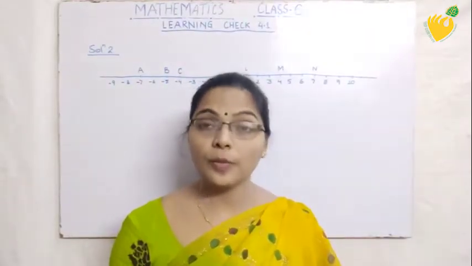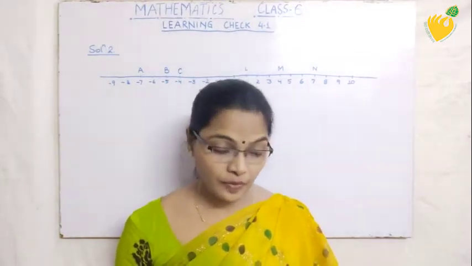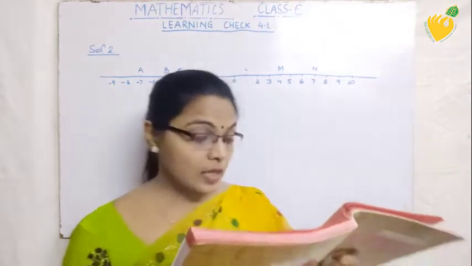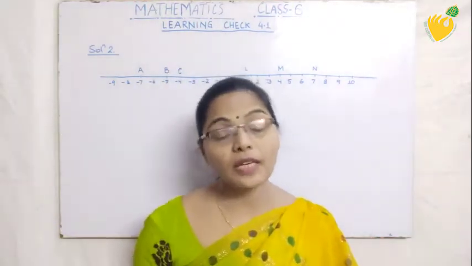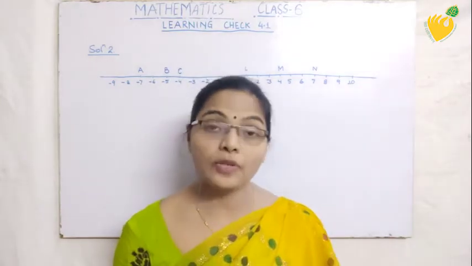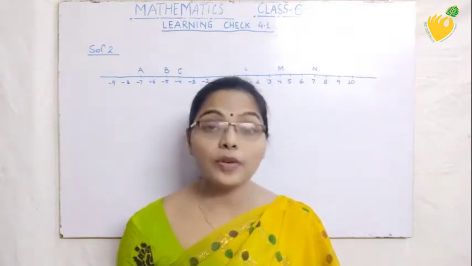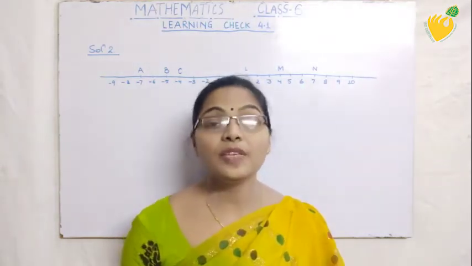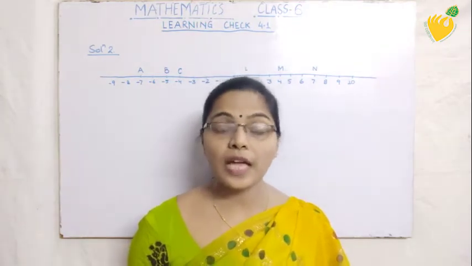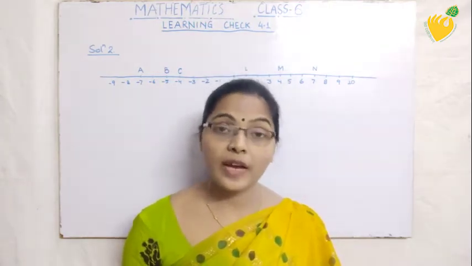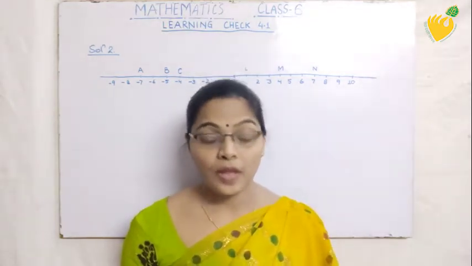Now students, let's do some questions from Learning Check 4.1 which are given in the book. Question 1 is, give the opposites of increase in population. Increase in population, the opposite of this, students, is decrease in population. The second one is 300 BC. BC means before Christ, time before Jesus Christ was born. And the opposite of this is AD, that is Anno Domini, in the years of the Lord.